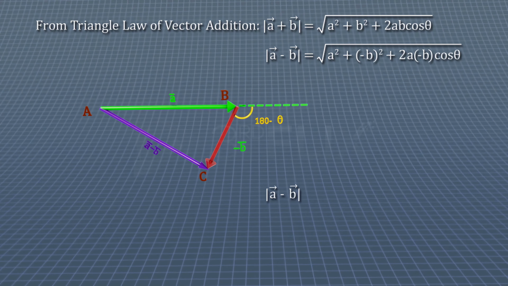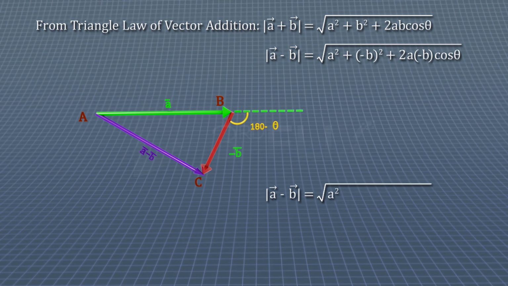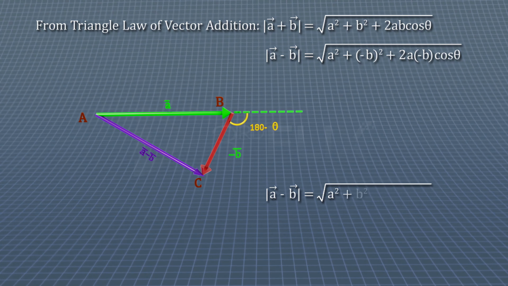The magnitude of a bar minus b bar is equal to root over a square plus b square minus 2ab cos theta, and the angle which the resultant makes with a bar is given by the expression tan theta equal to b sin theta by a minus b cos theta.